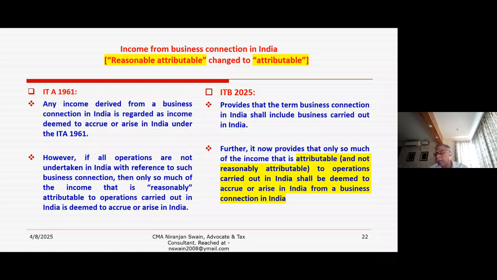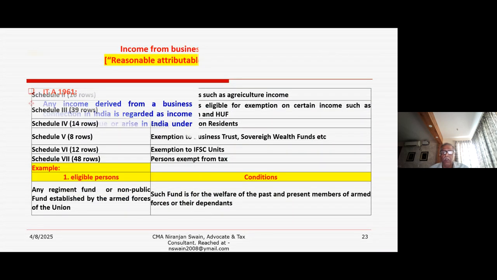Attributable is very accurate. So only the income which is attributable to India is going to be treated as business income, business connection in India, and taxable. So that means it will increase the broad base of the assessee.